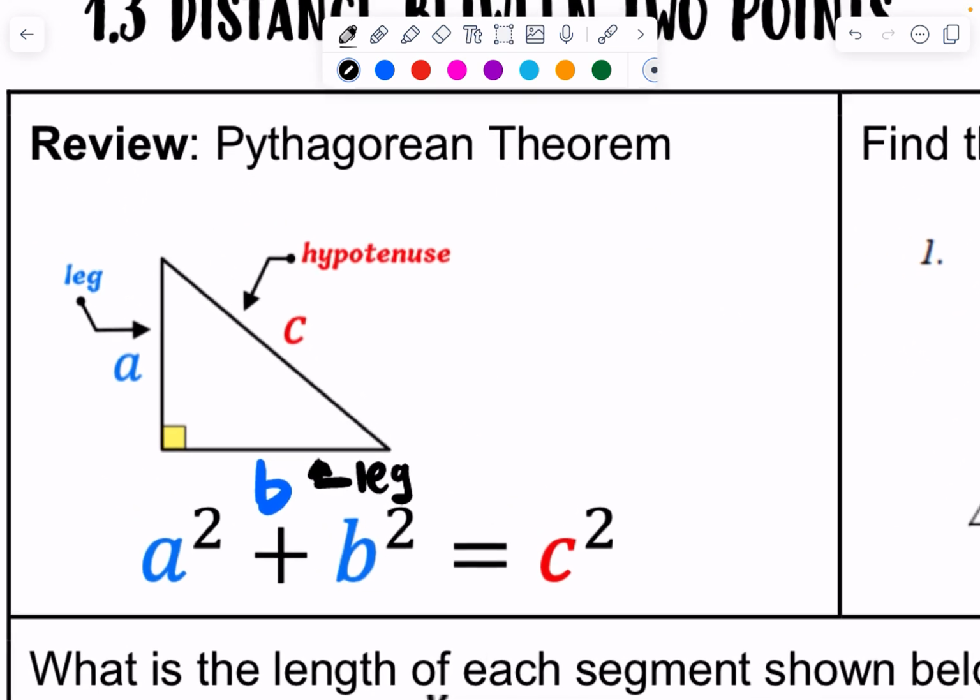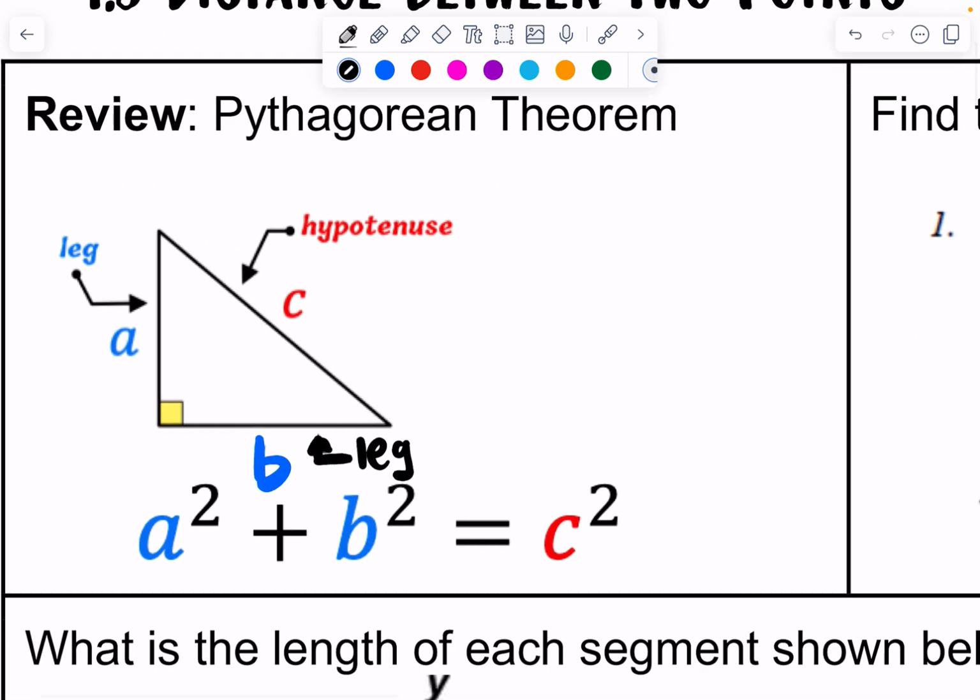All right, so for the Pythagorean theorem, we can only use this whenever we have a right triangle, okay? A right triangle must consist of a 90-degree angle. So I'm highlighting it in yellow here. And your legs are what make up this right angle. So A and B are your legs, and C is the hypotenuse. The hypotenuse is always directly across that 90-degree angle. And the Pythagorean theorem formula is A squared plus B squared equals C squared.